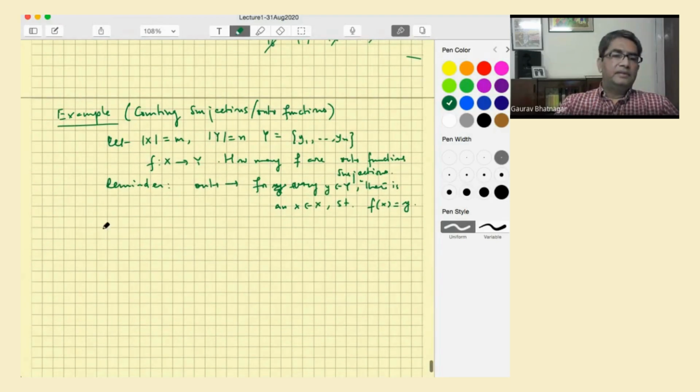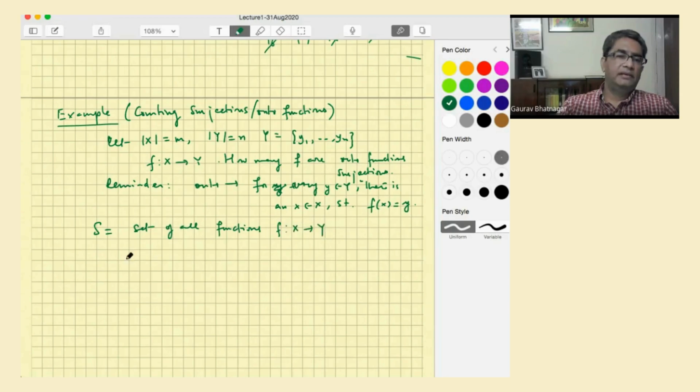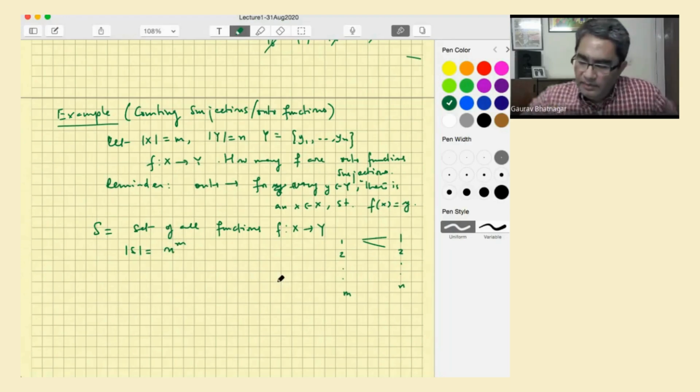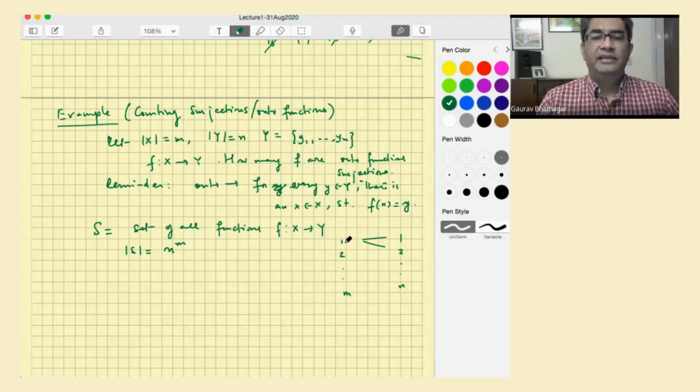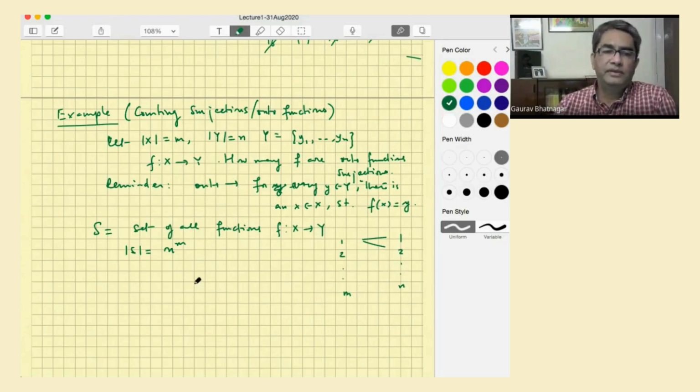Let S be the set of all functions f from X to Y. How many elements does it have? You have 1, 2, 3 up to m, and 1, 2, 3 up to n. All these elements are mapped, so each one can get any one of the n values. Each element here can get n possible values, and so on. So by the multiplication principle, the total number is n raised to the power m.